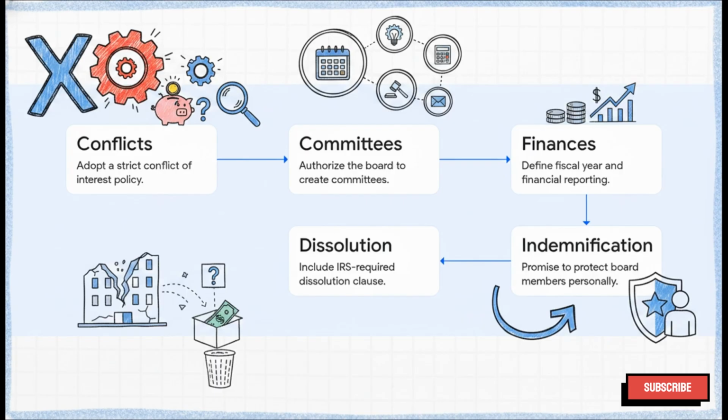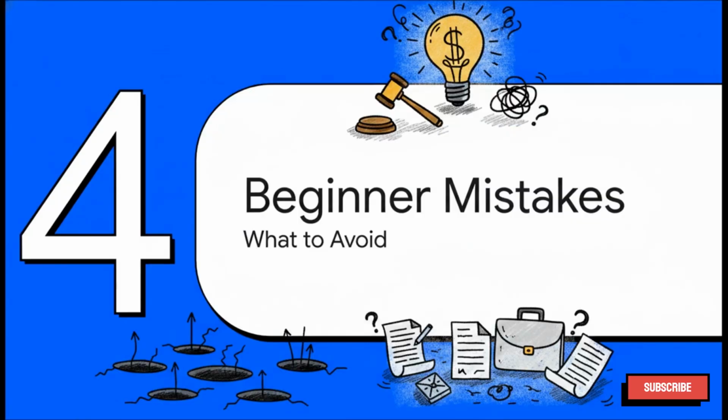And finally, step 10, dissolution. Now, I know this sounds a bit gloomy, but the IRS absolutely requires you to state exactly what happens to your assets if the nonprofit ever has to close down. Which brings us to Section 4, Common Beginner Mistakes, and exactly what you need to avoid.